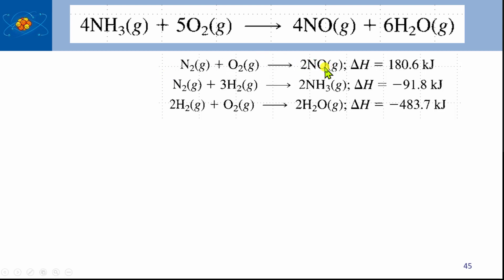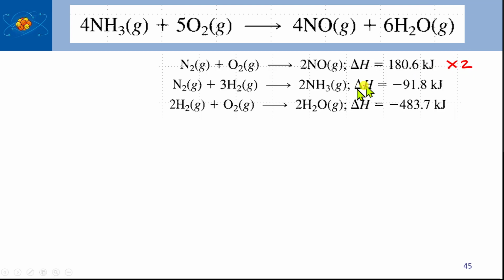Well, there's NO. N2 and O2, but notice there's O2 here and there's O2 here. The N2 only occurs in one reaction, so it's kind of a giveaway that what I'm going to have to do with this reaction is double it. So this is what I'm going to do. This is how I actually work these problems out. I'm going to start with the idea of doubling this one.